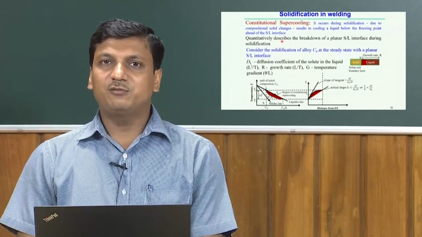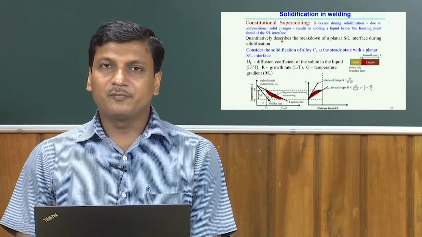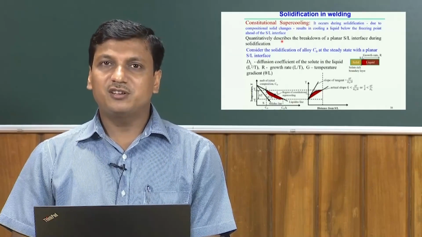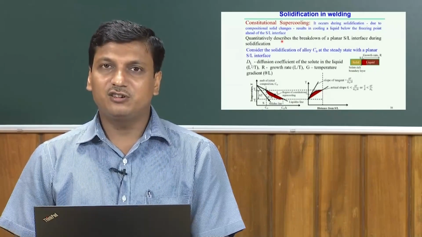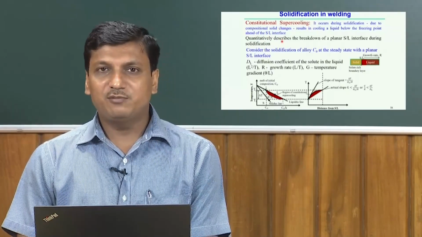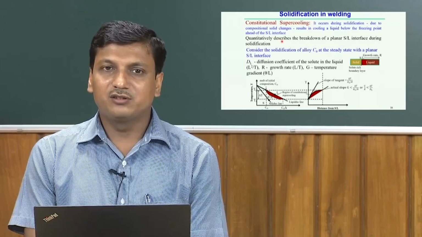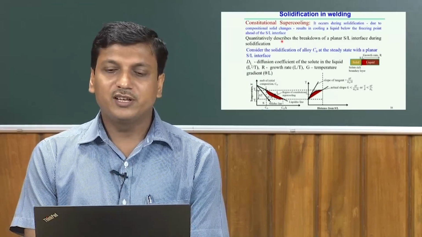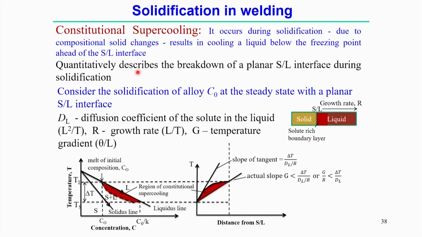Normally, the amount of the supercooling mainly promotes homogeneous nucleation, and homogeneous nucleation in the solidification process is mainly driven by the amount of the supercooling, which is entirely different from the heterogeneous nucleation mechanism. But constitutional supercooling can be defined in such a way that it occurs during solidification, due to the compositional changes, which finally result in the liquid metal being below the freezing point temperature and existing ahead of the solid liquid interface.